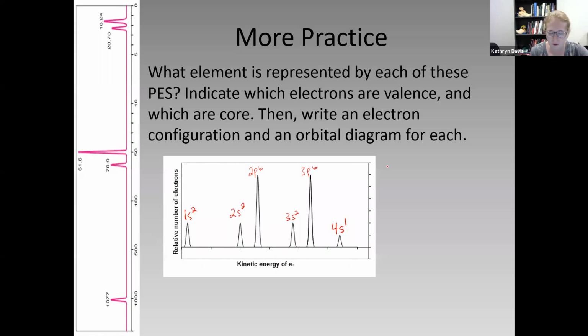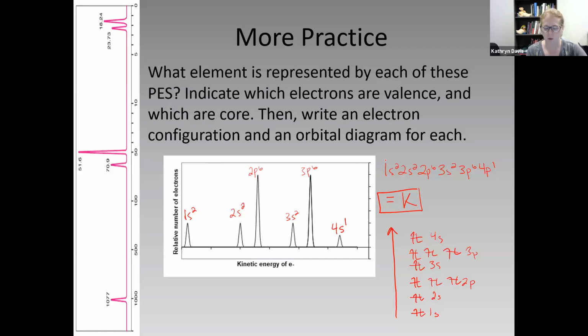Where is that on the periodic table? Well, 1s2, 2s2, 2p6, 3s2, 3p6, 4s1 is potassium. So there's my identification. And if I wanted to make an orbital filling diagram, remember, I'd just make my lines 1s, 2s, 2p, 3s, 3p, 4s, and I'd fill them up. Just like that. Orbital diagram on the bottom, electron configuration on the top.